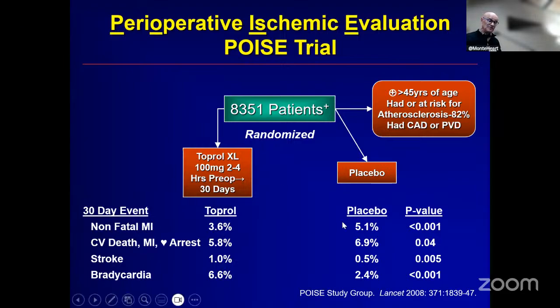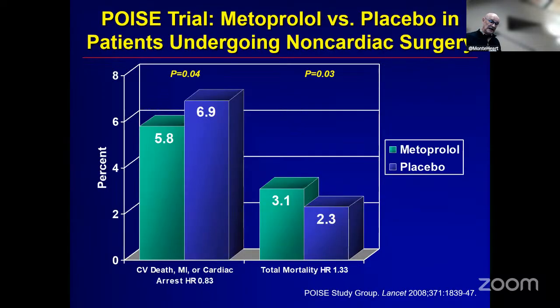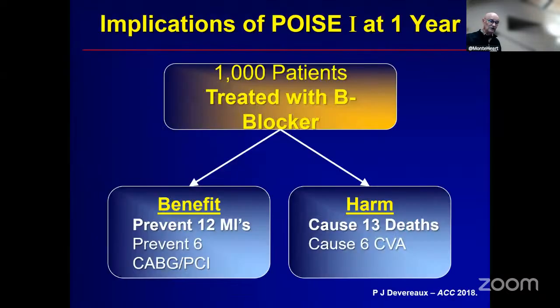Now, the endpoint was this one, a combined endpoint, and it favored treatment. It's good that they did a secondary endpoint. They counted the bodies. And guess what? Beta blockers cause more death than placebo. Now that's an endpoint I do care about. And if you looked at why, here's what would happen. Treat 1,000 patients with a beta blocker like that. You prevent 12 MIs, 6 revascularizations, but you cause 13 deaths and 6 strokes.